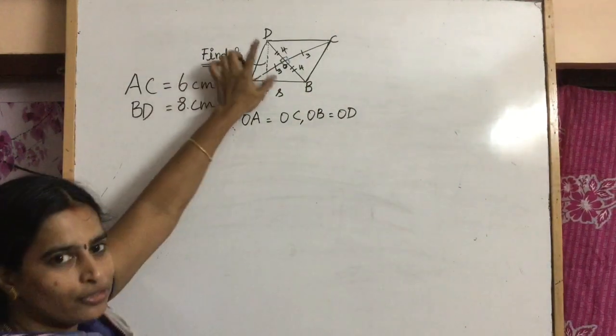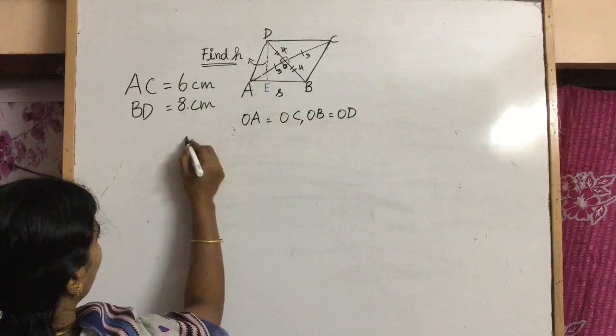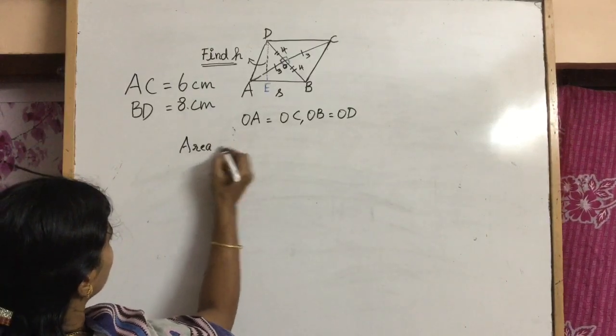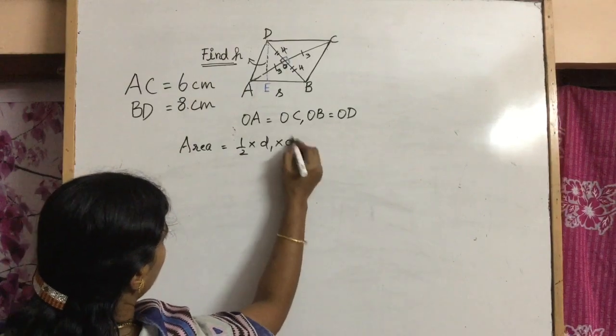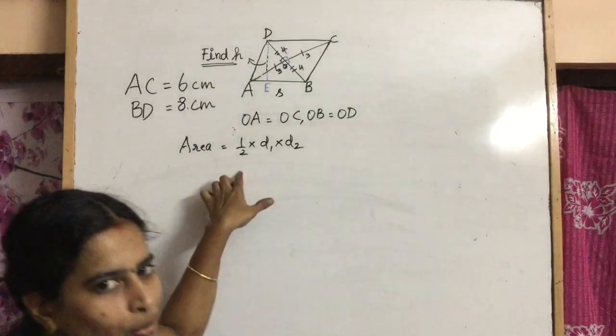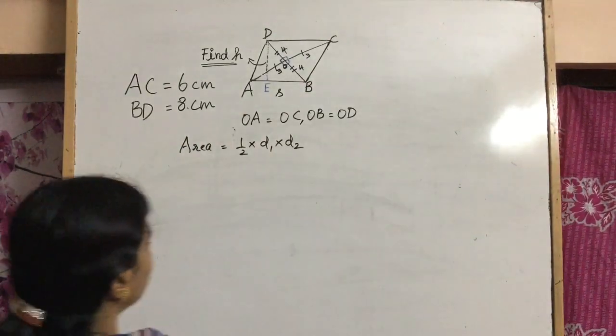For this I am going to find the area of the rhombus ABCD. So that will be equal to half into D1 into D2. This is a formula we learned. But how do we arrive at this formula?